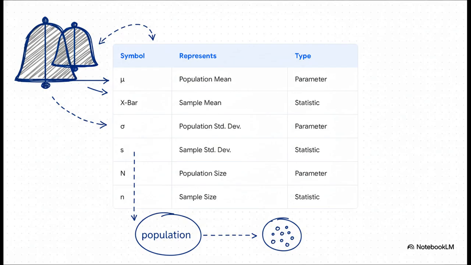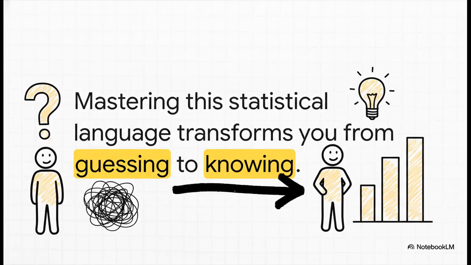Now, as you dive deeper into this stuff, you're going to start seeing these symbols pop up everywhere. Don't let them intimidate you. Seriously, these Greek letters are just shorthand. They're a quick way to talk about the things we just covered. So when you see mu or sigma, you know we're talking about the true but unknown population values. And when you see X bar or S, you know we're talking about the estimates we got from our sample. That's it.